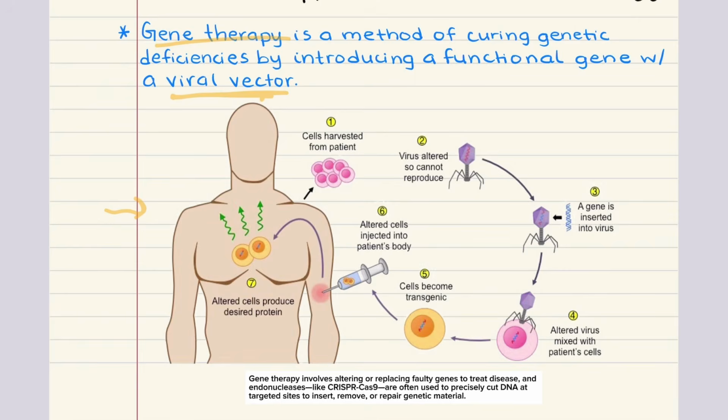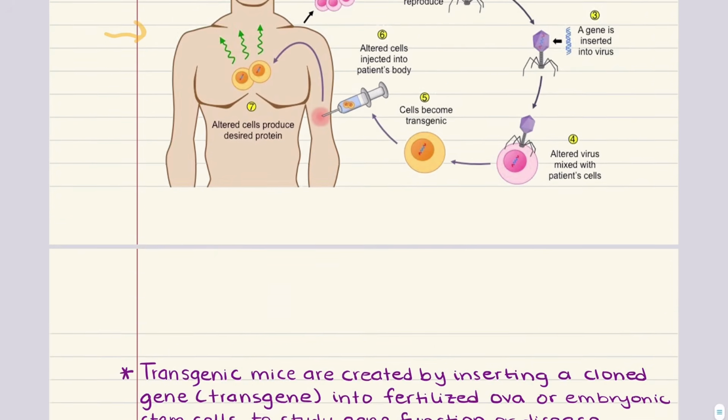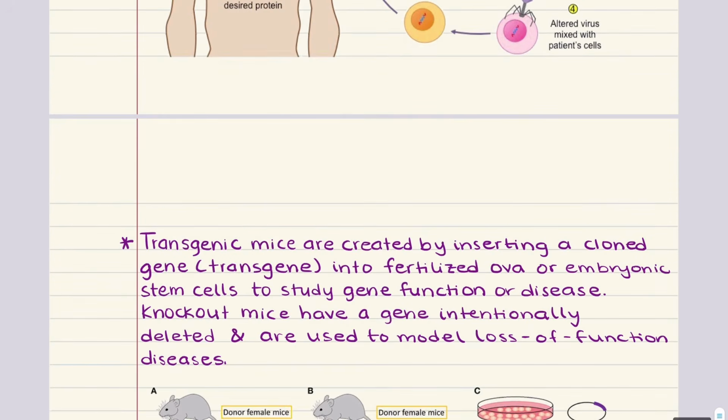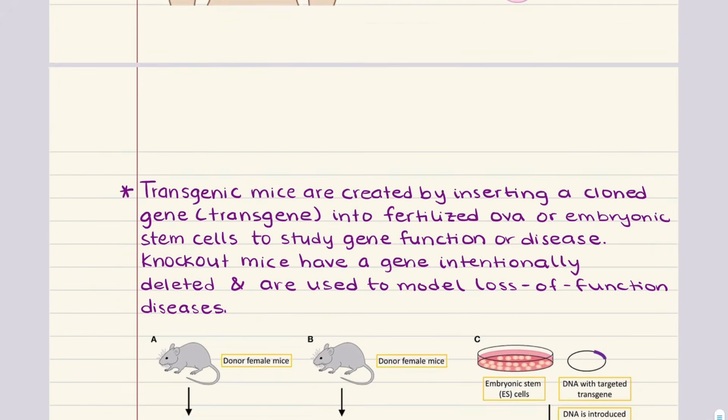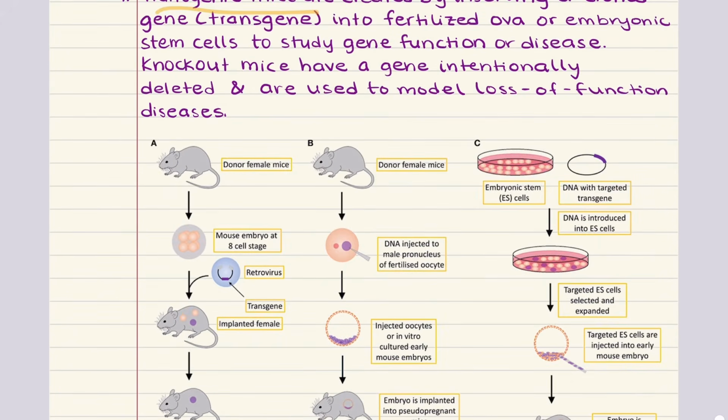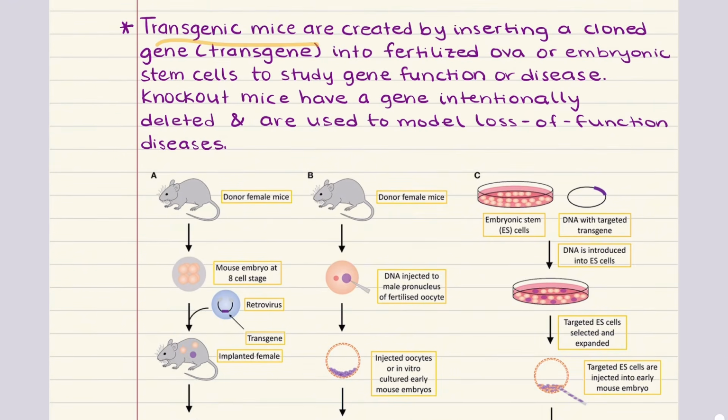Another major application is in transgenic animals, particularly transgenic mice. These are genetically modified mice that carry foreign genes, often inserted at the embryonic stage. Scientists use these mice to study gene function and model human diseases. Now, the inserted gene is called a transgene, and it might be one that we want to study for overexpression or mutation effects or regulation.